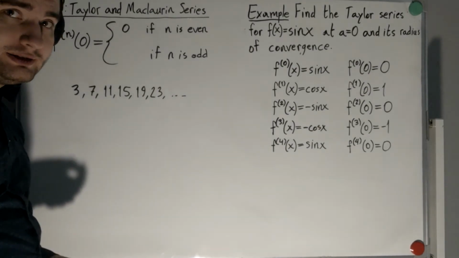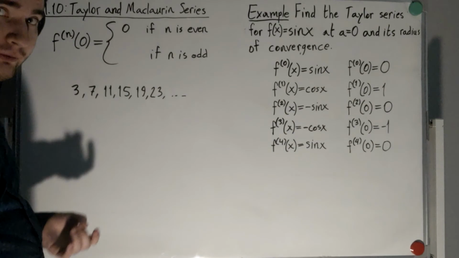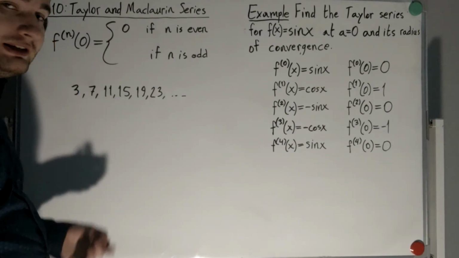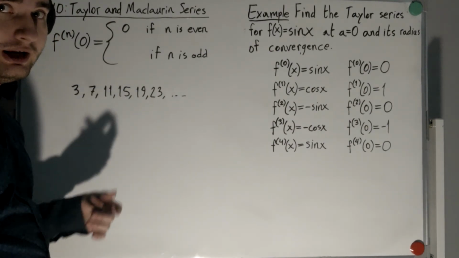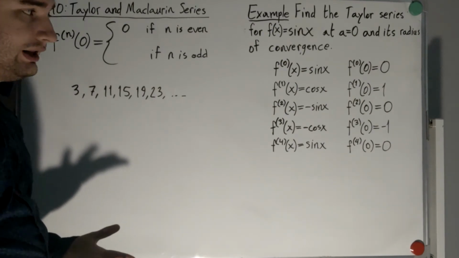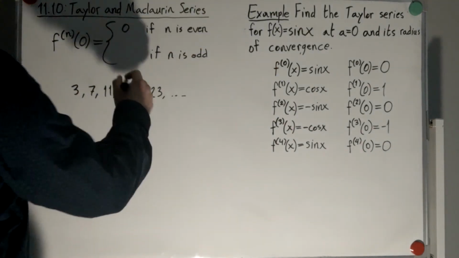These are all 1 less than a multiple of 4. Okay, 3 is 1 less than 4. 7 is 1 less than 8. 11 is 1 less than 12. 15 is 1 less than 16. 19 is 1 less than 20. 23 is 1 less than 24, and so on. Okay, the other ones are, well, let's see here.